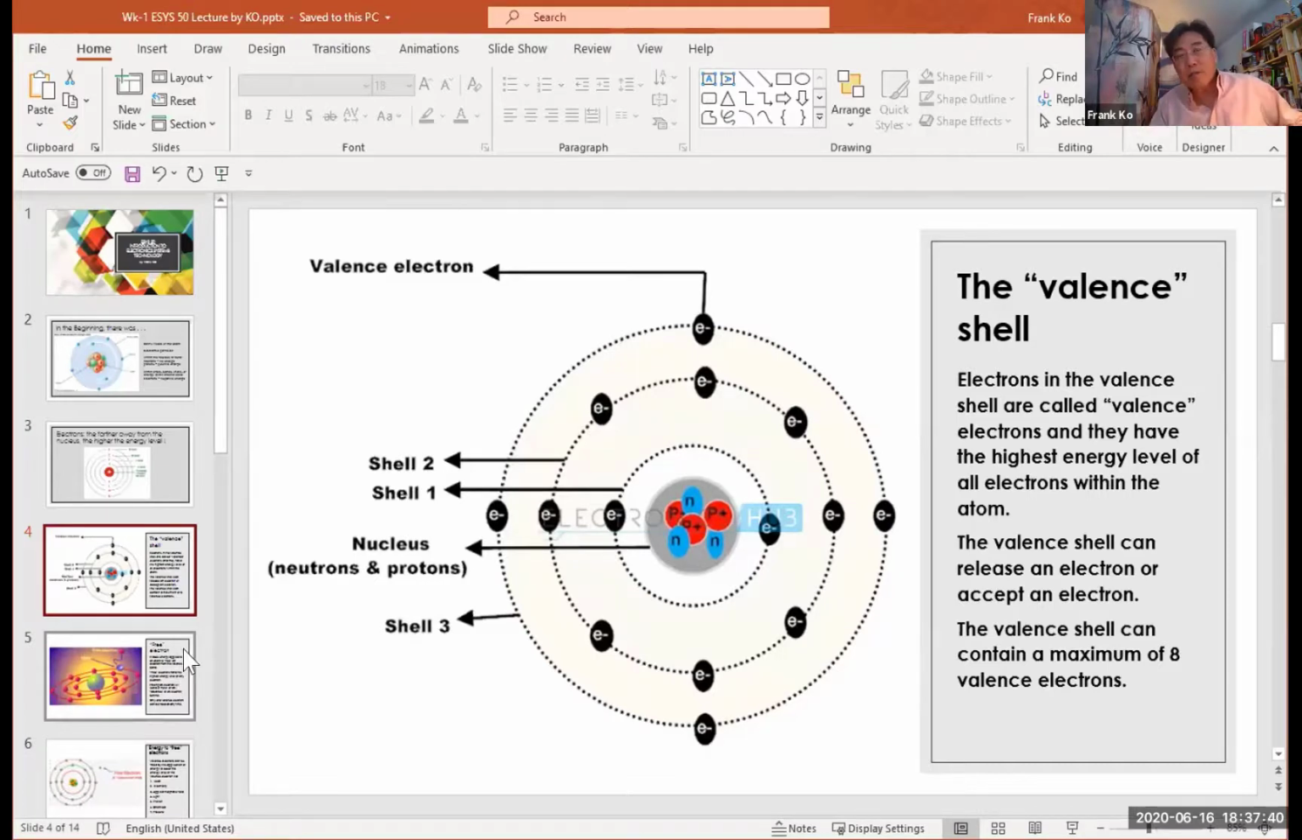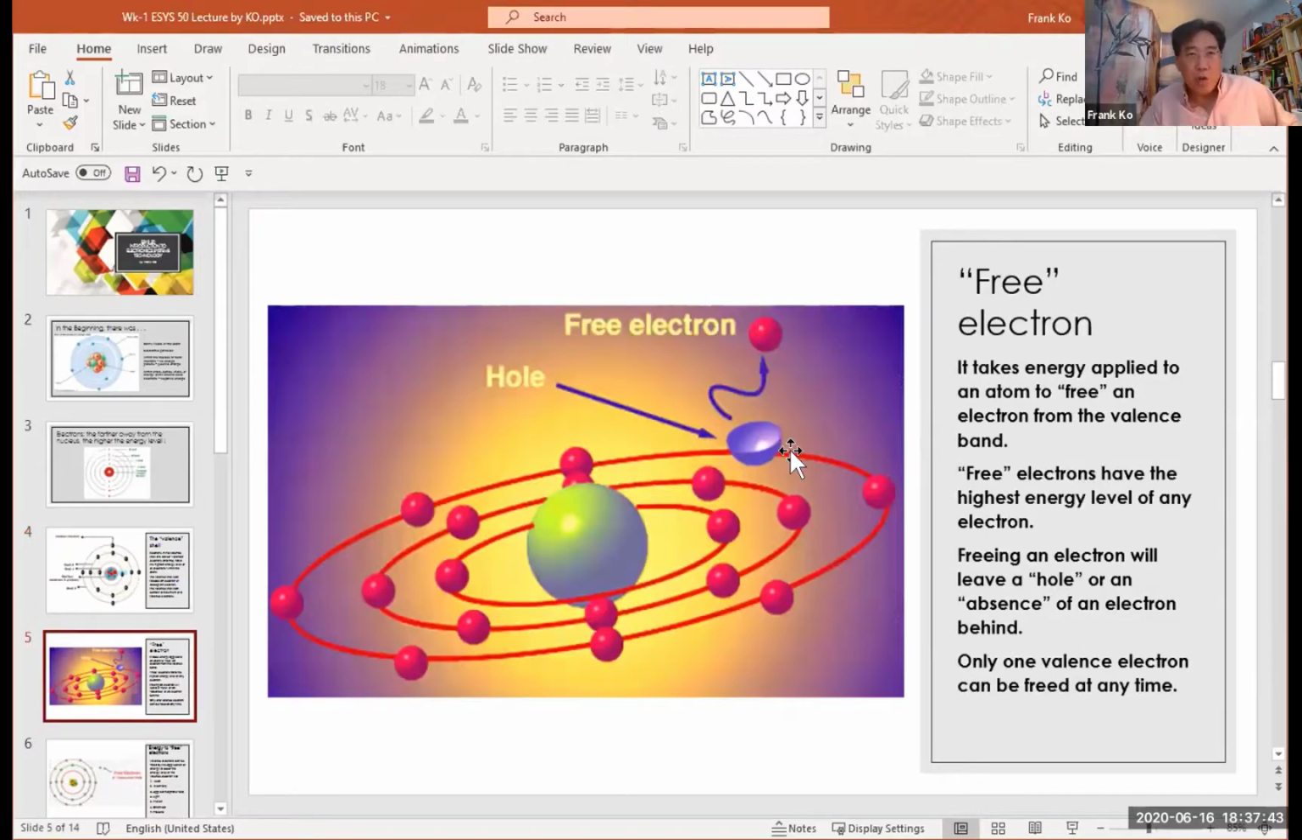In this next slide, what is shown here is an electron that has been freed from the valence shell. The electron that leaves the valence shell of an atom is no longer bound to that atom. It has now departed from the atom, and as it leaves the valence shell, it becomes a free electron. In order for an electron to be free, it takes energy. We have to bump it with some kind of energy in order for that electron to pop out. How does this occur? Well, we'll talk about this in a moment.